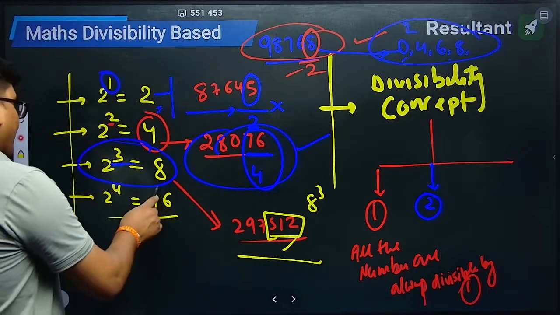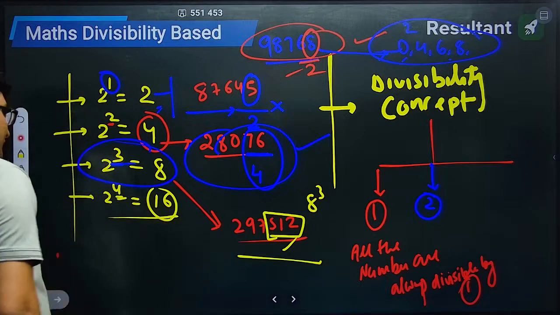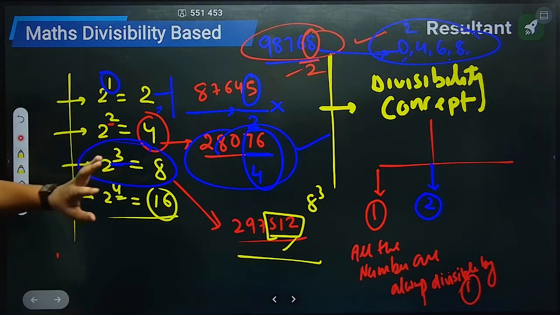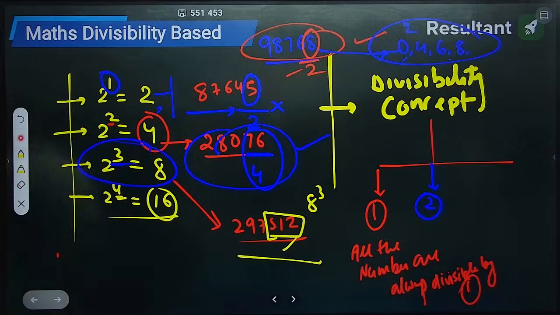In the same pattern, if the last 4 digits are divisible by 16, the whole number will be divisible by 16. These are the divisibility rules of 2, 4, 8, 16. Correct?